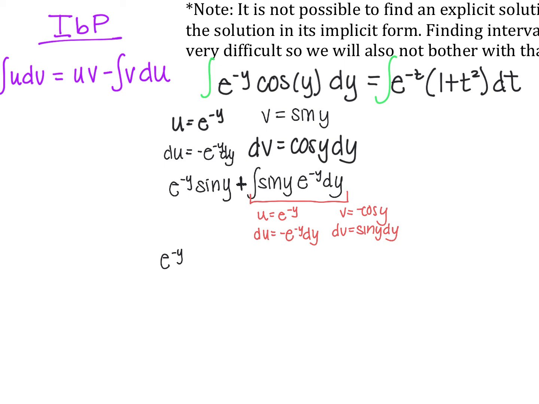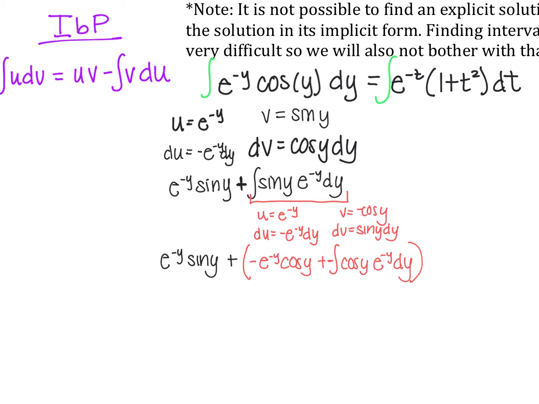So we still have an e to the negative y sine y plus, where are you at, negative sine y? No, I pulled the negative out and I made the integral positive. Plus uv, now I'm going to go through that process again. So uv would be negative e to the negative y cos y minus the integral of v, negative cos y, I'm going to put plus, dy, v du, and I have another negative, so I'm going to put that negative back out. Good times. Okay.